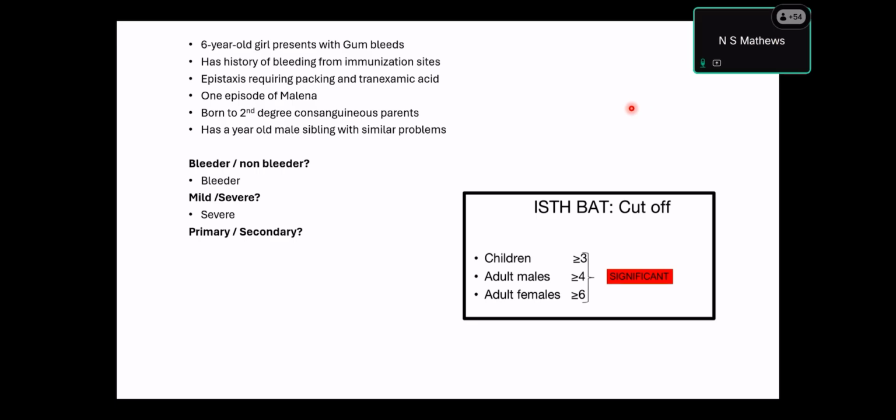So see, gum bleed is superficial bleeding. Bleeding from the immunization site is a cutaneous bleed. Epistaxis is a superficial bleed. Melena is also a mucosal bleed. We have only superficial cutaneous or mucosal bleeds here. So primary.